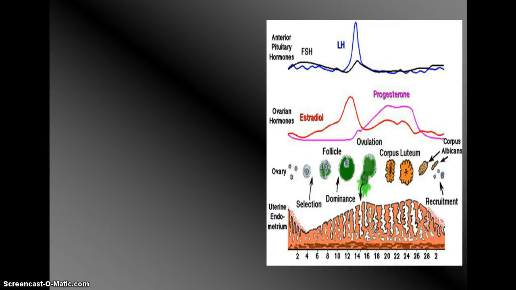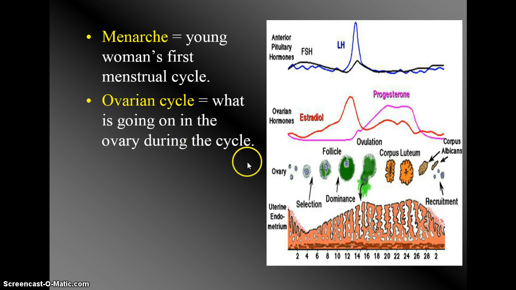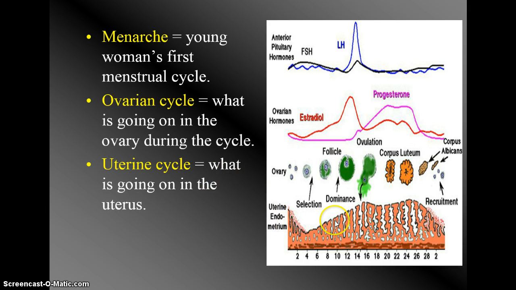Now the menstrual cycle. You're going to need to know this in multiple choice format. This is a picture of the whole thing, which you have in your packet. Menarche is the woman's first menstrual cycle. The ovarian cycle is what is going on in the ovary, which you'll show in this area. The uterine cycle is what's going on in the uterus down here.